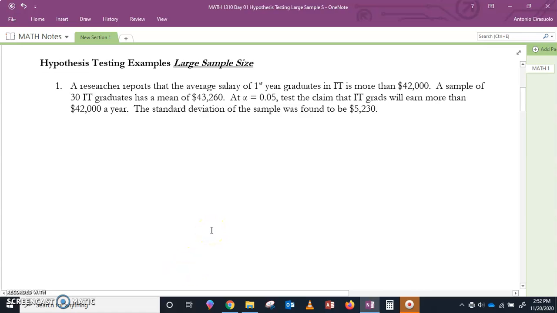So in this video, we're going to look at doing some hypothesis testing examples, and we're looking at large sample size. So the first question states, a researcher reports that the average salary of first-year graduates in IT is more than $42,000. A sample of 30 IT graduates has a mean of $43,260, and at alpha equal to 0.05, test the claim that IT grads will earn more than $42,000 a year. The standard deviation of the sample was found to be $5,230.